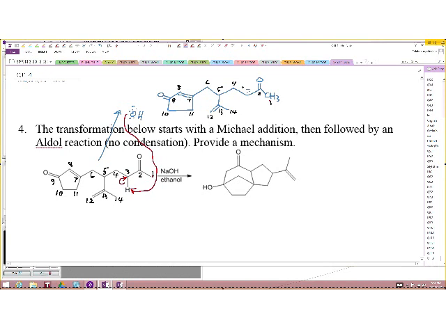Now what is the next thing that will happen in the reaction mechanism? The enolate attacks carbon 7, very good. Let's get this out of the way. And this electron comes to carbon 8. Okay, so now we form this intermediate.